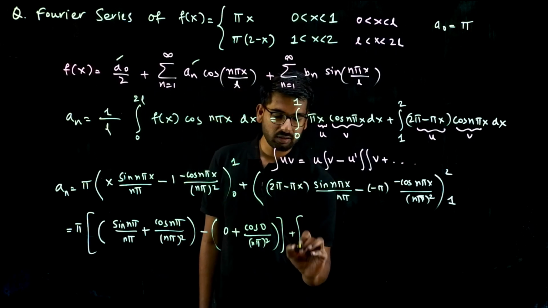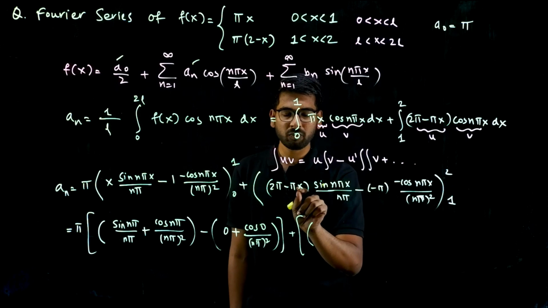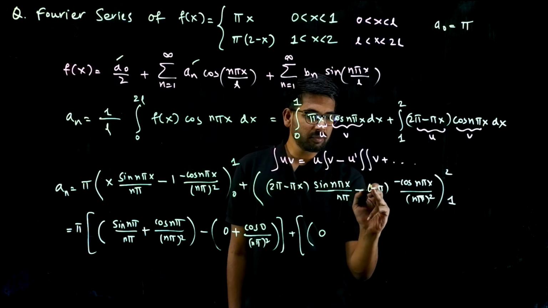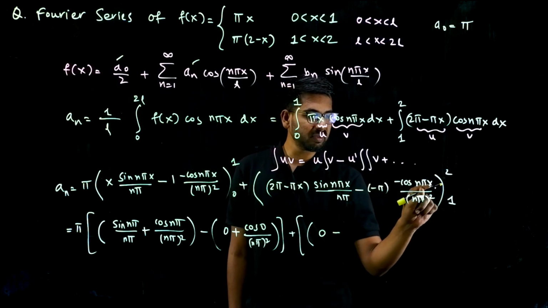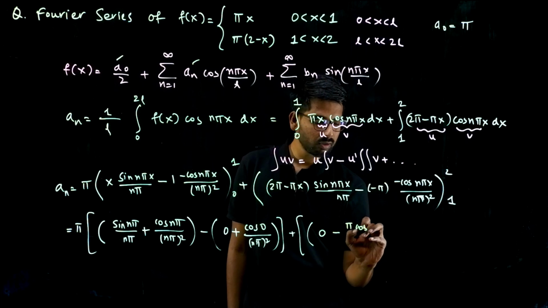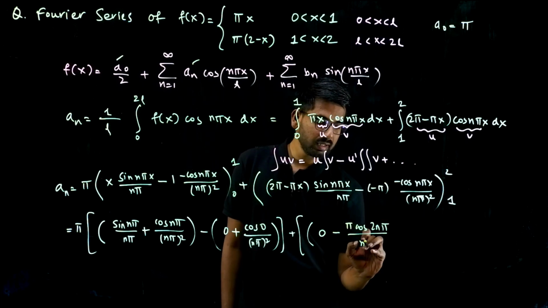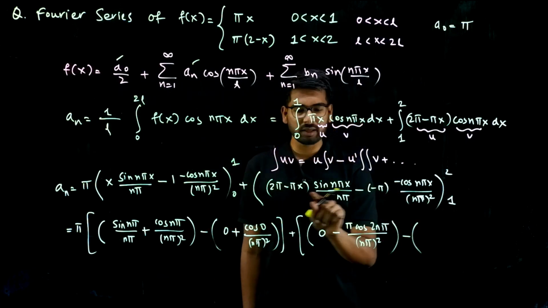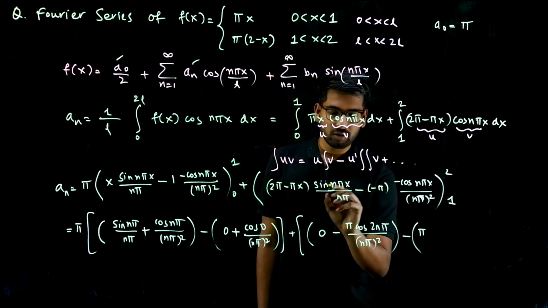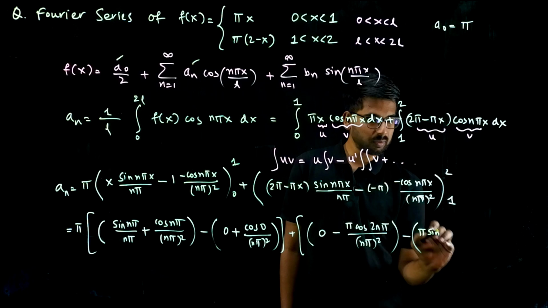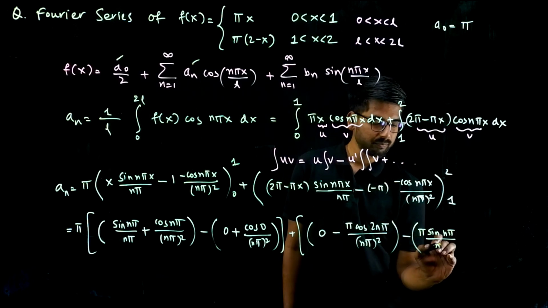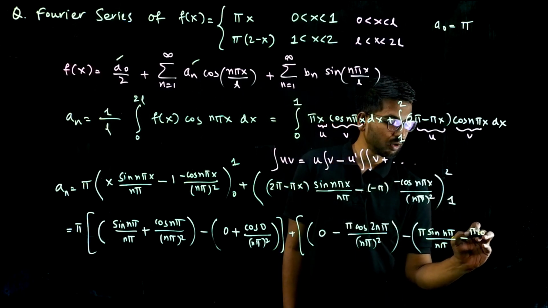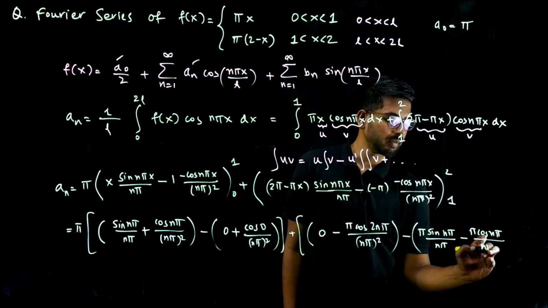Now here, plus if you substitute 2 here, what will you get? This will become 2 pi. 2 pi minus 2 pi is 0. 0 into anything will be 0. Minus into minus plus, plus into minus minus. If you substitute 2 in place of x here, you will get pi cos 2n pi by n pi square. This is for the upper limit minus the lower limit. If you substitute 1 here, 2 pi minus pi will be pi, sin n pi x will become just n pi by n pi, minus into minus plus, plus into minus minus. Substitute 1 here, pi cos n pi by n pi square.